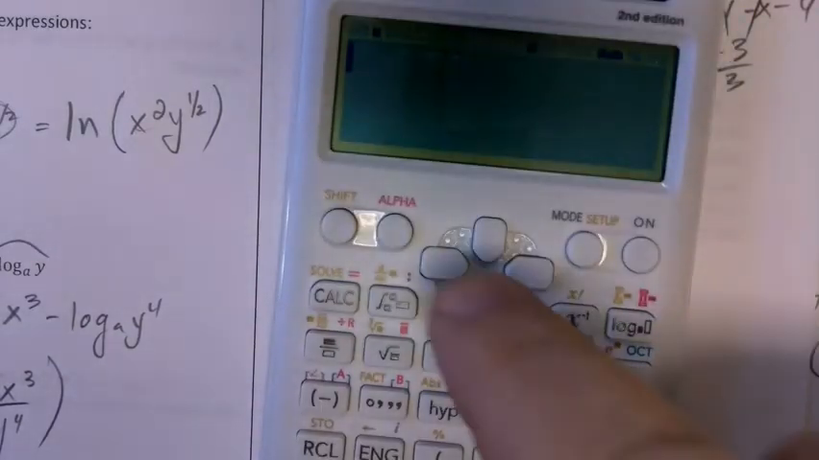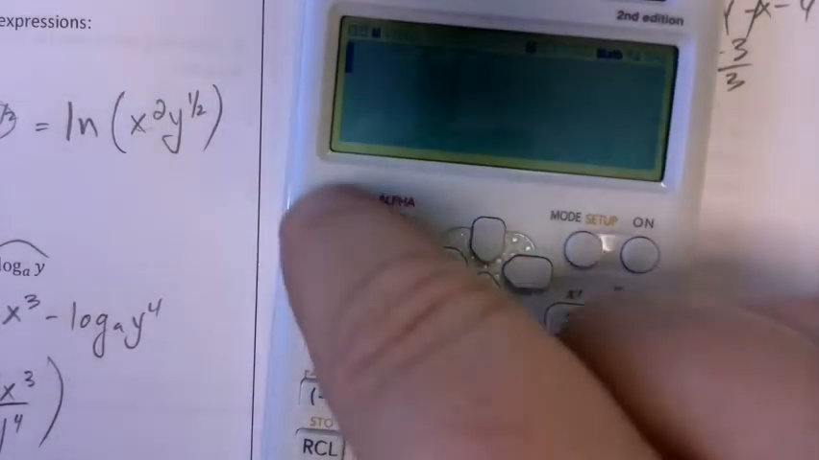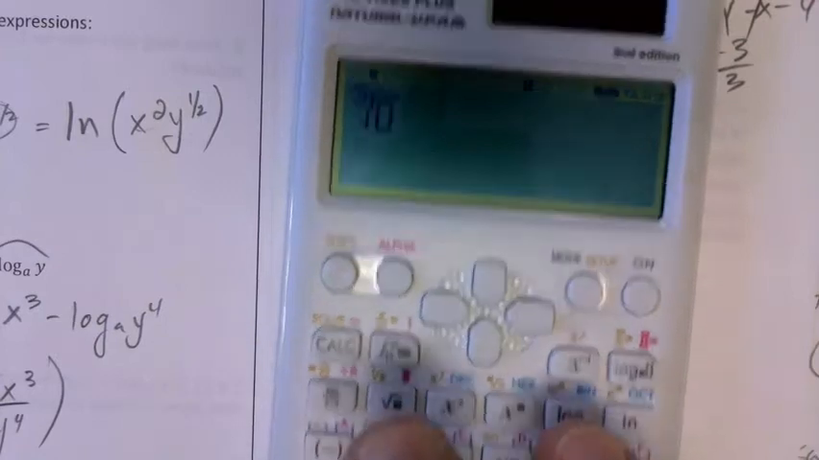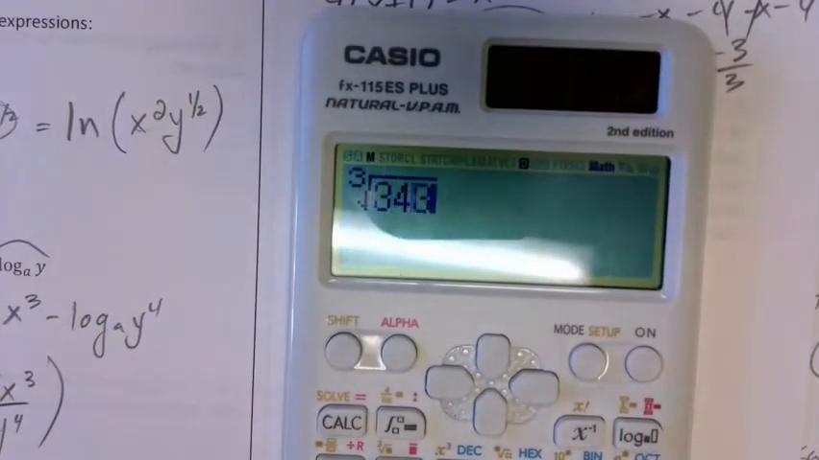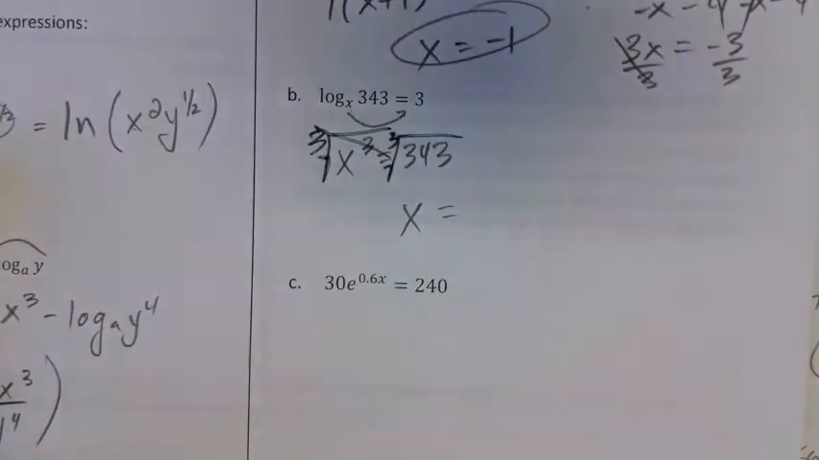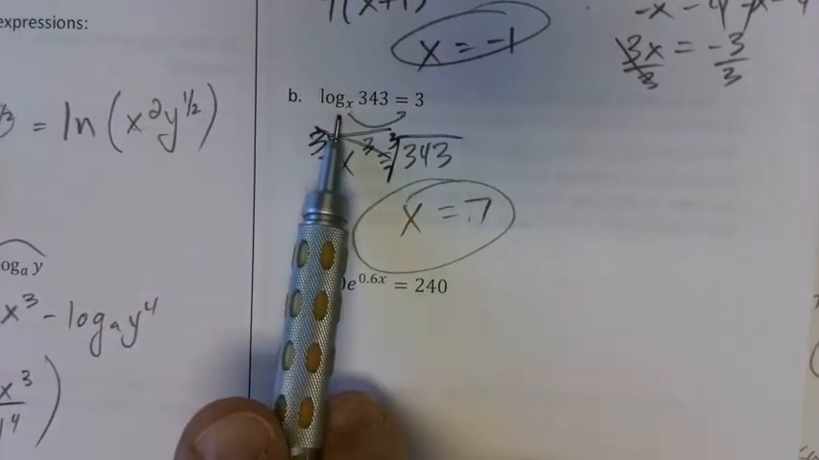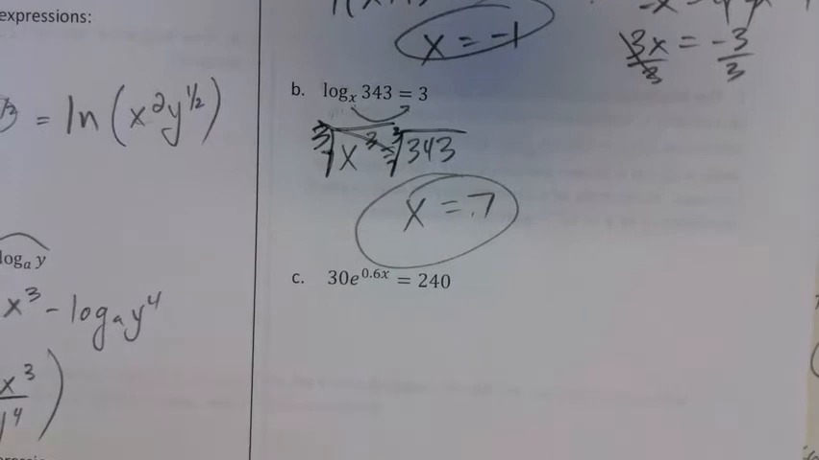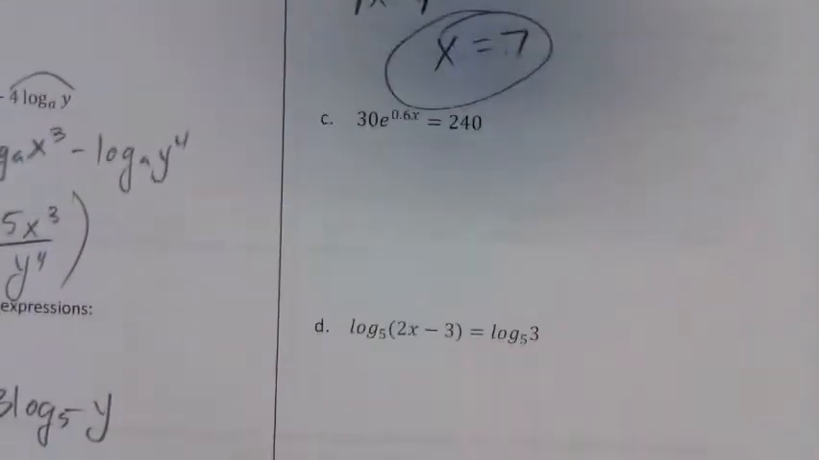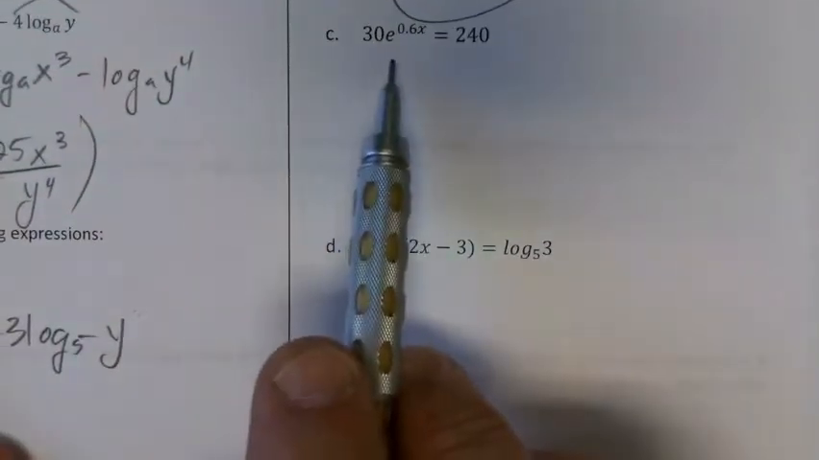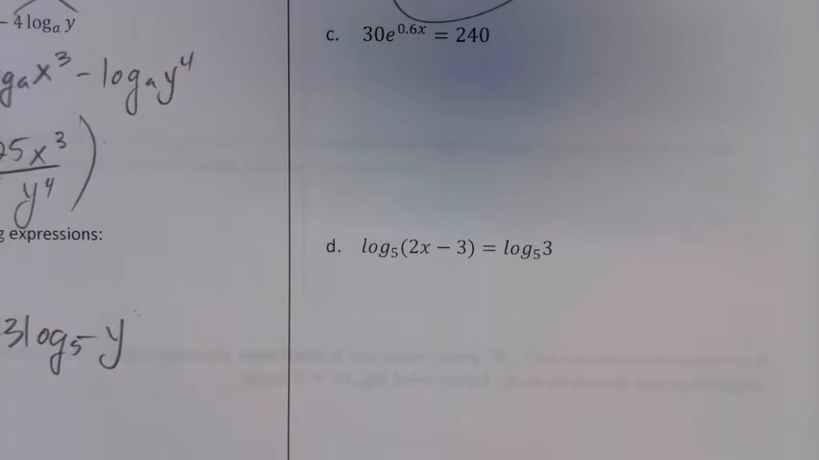But I'm going to go to my calculator, and I'm going to do the cubed root of 343 equals 7. Sure enough, 7. x equals 7. Last thing, put 7 back in my log. Yep, it's okay. All I'm doing is checking to make sure it doesn't give me an extraneous answer. Next one. 30 times e to the 0.6x equals 240.